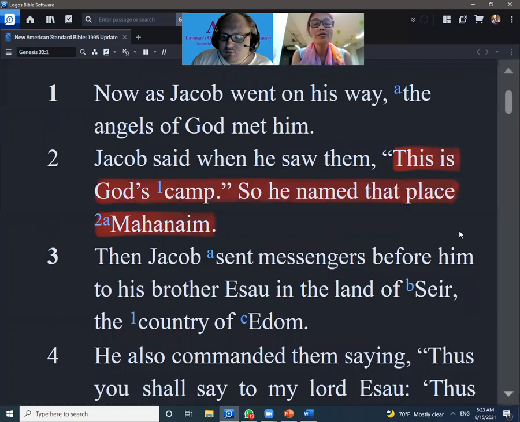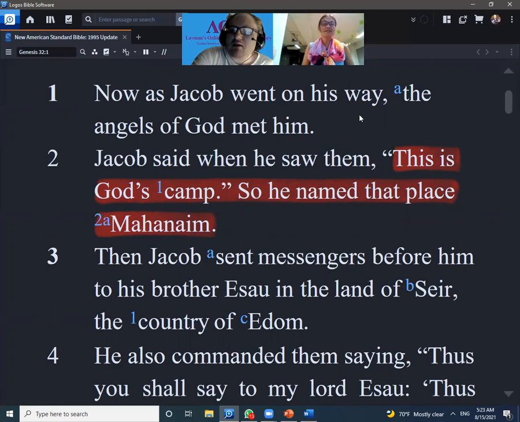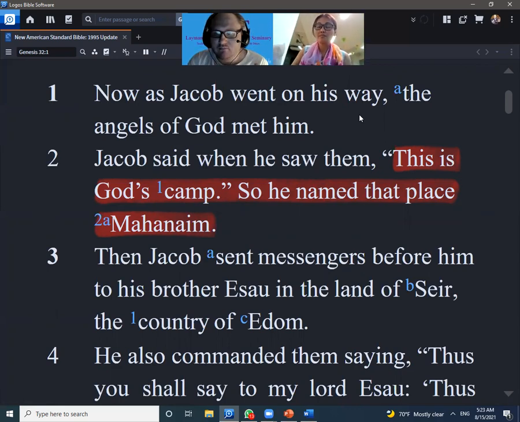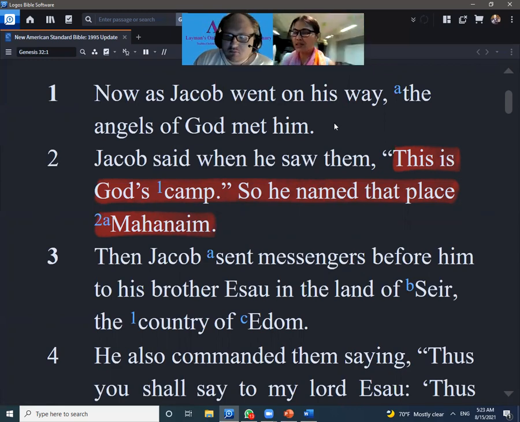Now, as Jacob went on his way, the angels of God met him. Jacob said when he saw them, okay, now what? Let me pause real quick. Since you have not read this, at least this time, how does what you're reading now remind you of what you've already read? What did you say? How does what you're reading now remind you of what you've already read?